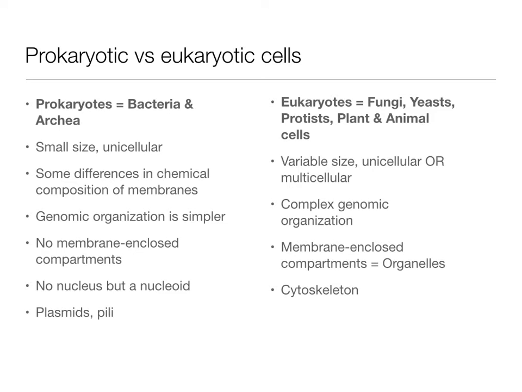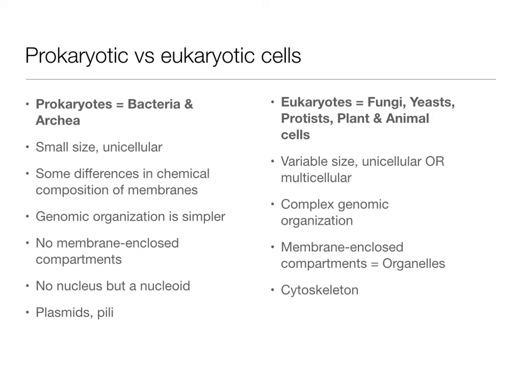Their genomic organization is simpler. They have no membrane-enclosed compartments, as I already said. They have no nucleus. They have DNA, organized in a single circular chromosome, which is folded and twisted and located in a region called the nucleoid, but this region is not embedded in a membrane. It is free floating in the cell. They can also have extra DNA pieces called plasmids, and pili, which are structures specific for some sort of sexual reproduction.